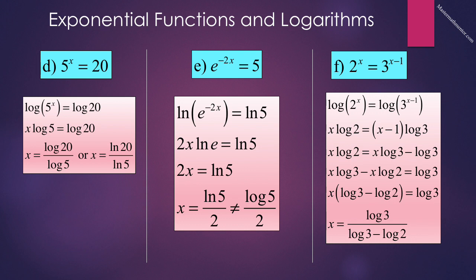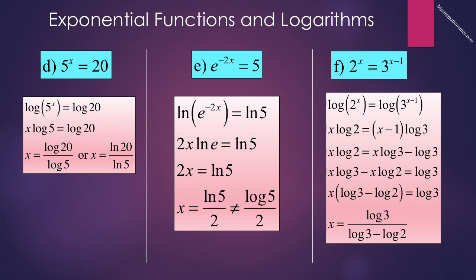In f, we have 2 raised to the x is equal to 3 raised to the x minus 1. To do this, we will take the log of both sides and get the log of 2 to the x is equal to the log of 3 raised to the x minus 1. You could also take the natural log of both sides. We get x log 2 is equal to x minus 1 log 3 by using our log rules. Multiplying out, we get x log 2 is equal to x log 3 minus log 3.